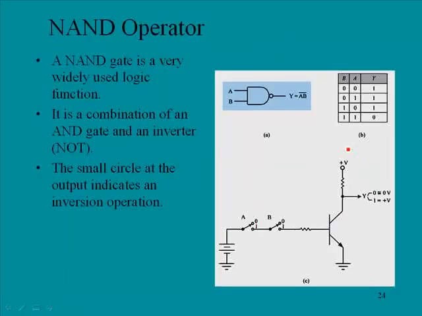Next is the NAND operator. A NAND gate is a very widely used logic function. It is a combination of, notice, an AND gate and an inverter. So here you have the AND gate, and then the little 0 here is the inverter. The small circle at the output indicates the inversion operation. Now this will give us an output that is exactly the opposite. If we had our AND gate, it would be exactly the opposite of an AND gate, because whatever you get out of the AND gate, it is not.